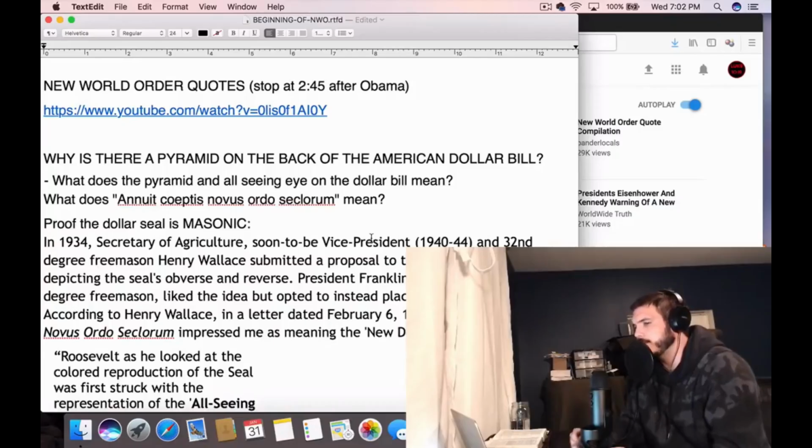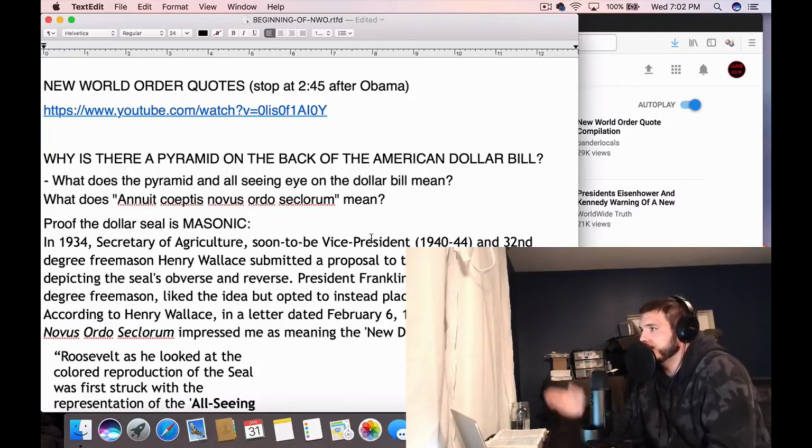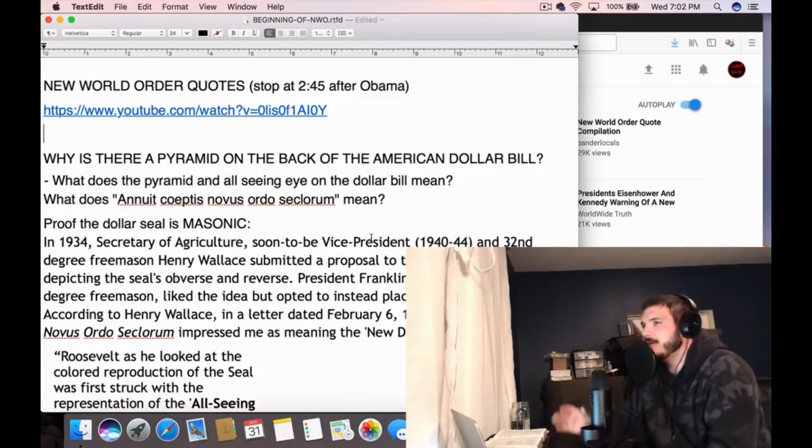So, pyramid on the back of the dollar bill. Why is there a pyramid on the back of the American dollar bill? Have you ever asked yourself that question? Why would there be a pyramid? There are no pyramids in America, okay? Maybe there is, someone built a small one. You know, there's a pyramid in Las Vegas and stuff. But I mean a real pyramid like in Egypt.